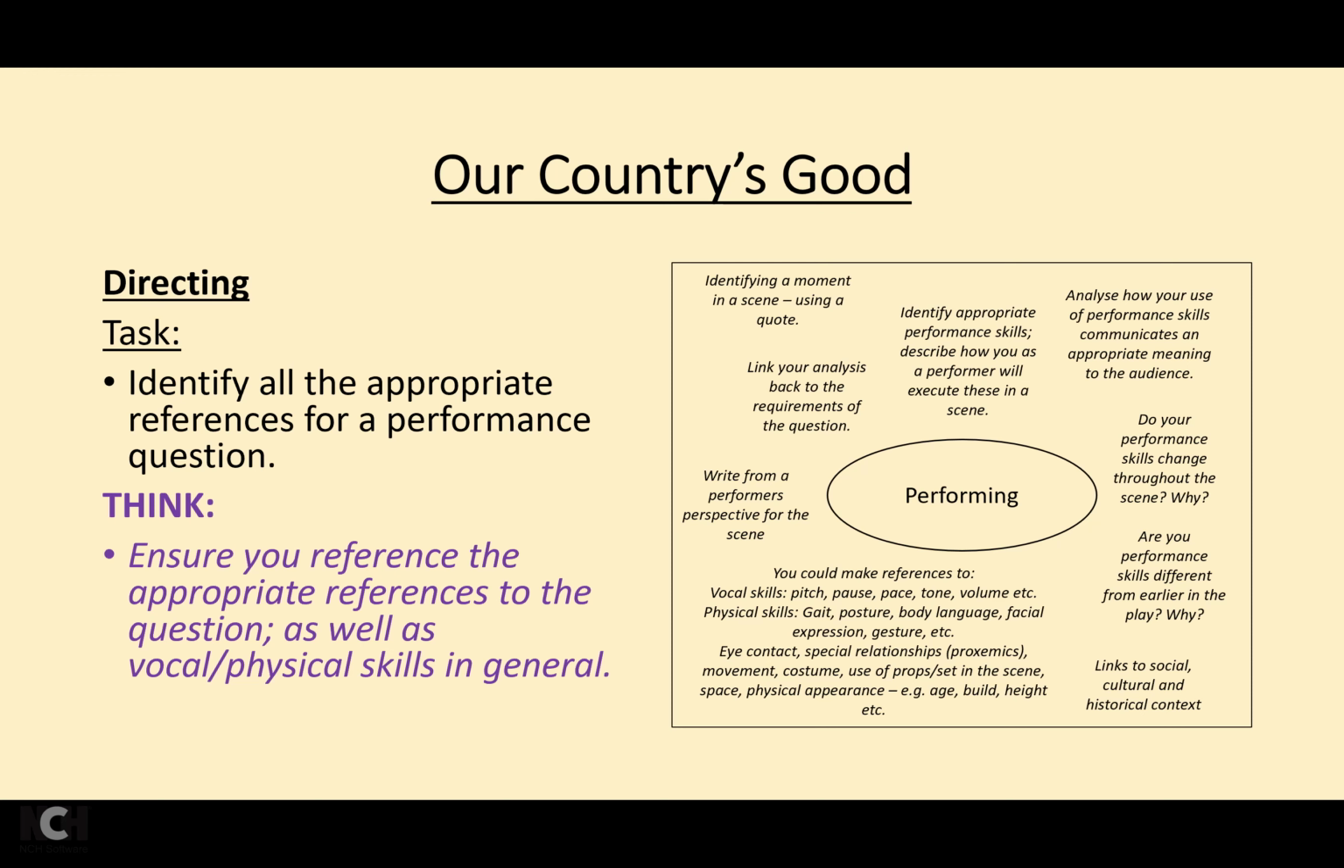And then finally, I've got loads of different things that you might want to make reference to in terms of performance skills, and they're in the bottom left-hand corner of the box. So vocal skills, so pitch, pause, pace, volume, tone, etc. Physical skills: gait, posture, body language, facial expression, gesture, etc. Then we've got the elements that come under this performance skills section, which might not be immediately obvious. So we've got eye contact, spatial relationships, movement, costume, props and set that the character might interact with in the scene, space, physical appearance, so that might be age, build, height, etc.